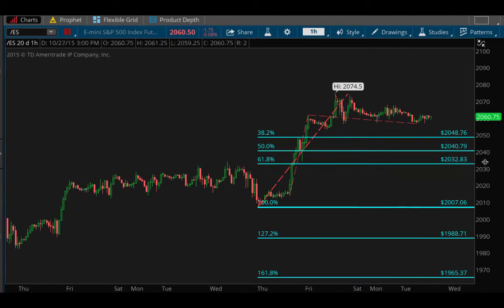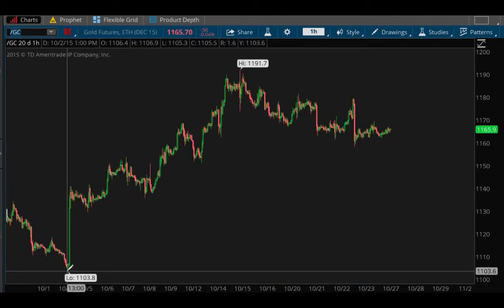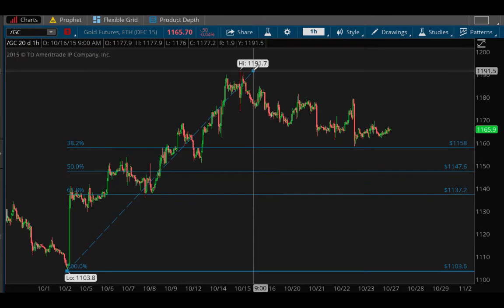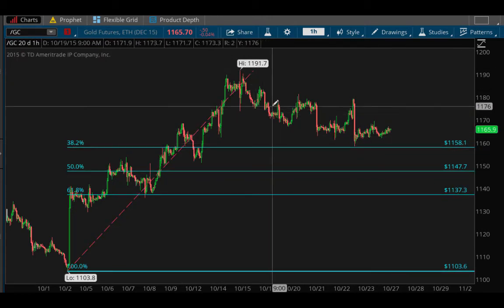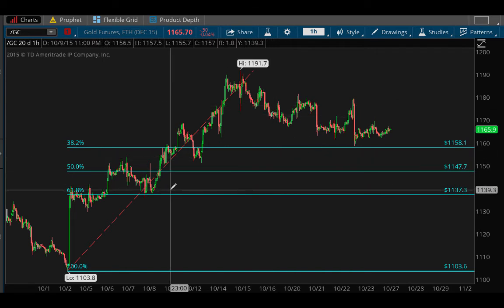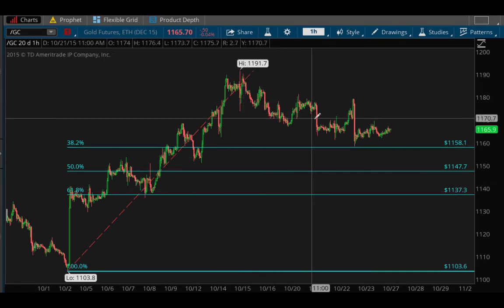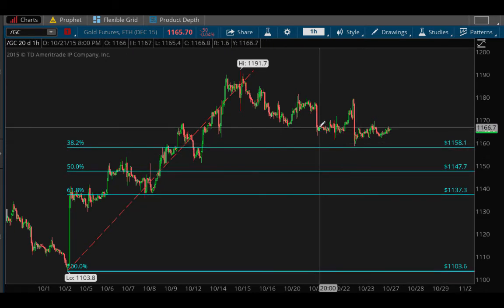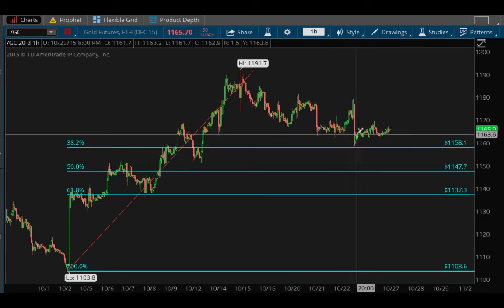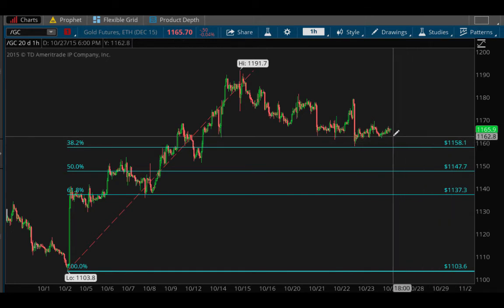So if this was going to break down, my first target for price would be about 30 points lower at this 2030 level. Now here's gold, and let's take a look at a big retracement from gold. Right now it's trading at 1165. It's come down from its highs of 1191. So the big move says that it could come down. It actually did come down and touch this 38.2.